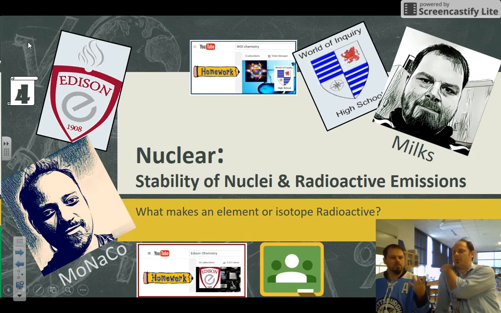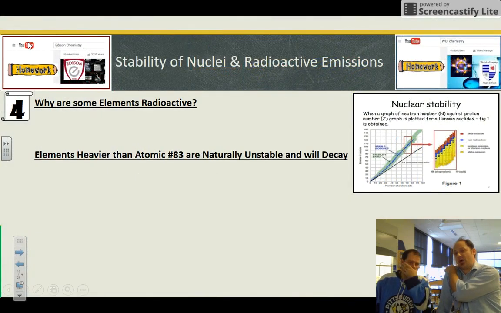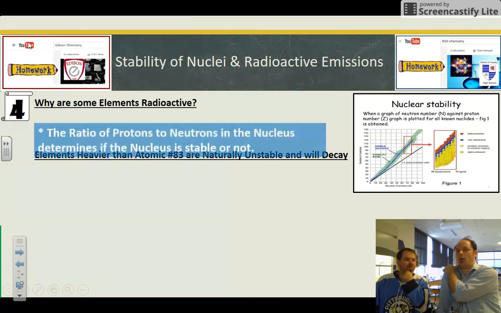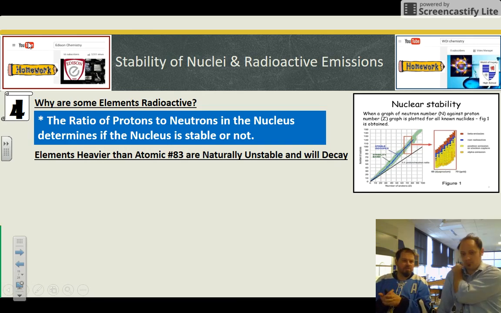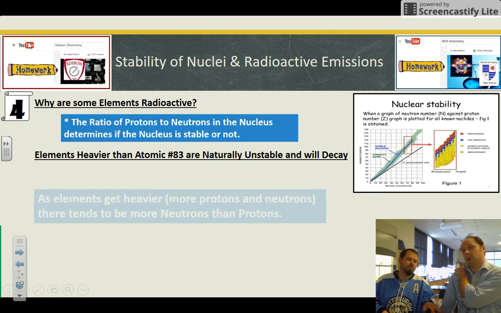What makes an element or isotope radioactive? In general, it's the ratio of the protons to neutrons in the nucleus that determines if it's stable or not. If it's 1-to-1, it's generally pretty good. If I start getting more neutrons than protons, things tend to start to fall apart, and we find out for sure after 84 protons, it's falling apart.